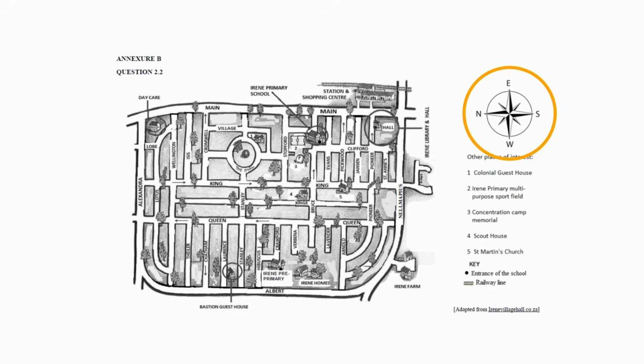You are also given a compass where east points towards the top of the page. Normally the top of the page is given as north, but here it's given as east. You are also given a list of other places of interest on the plan and a key indicating the entrance of the school and the railway line.